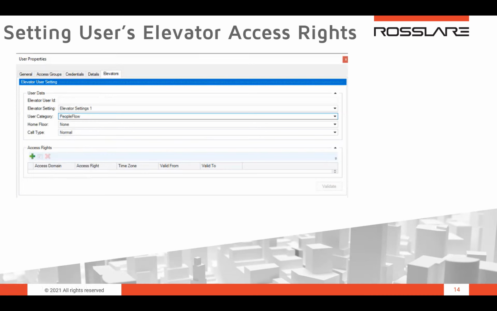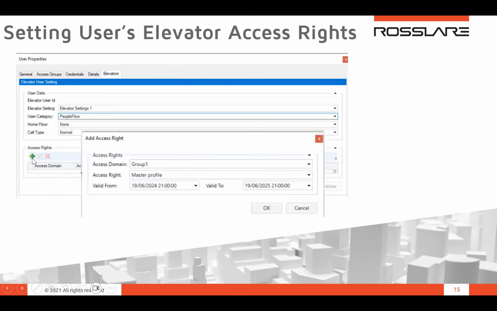In order to add the user access domains and access rights, we will have to press the plus button here, the add button in the access rights section. And when we do that, the add access right screen will open. Here we select for the user the access domain and access right groups. And please notice that the user can have more than one access domain and more than one access right group.